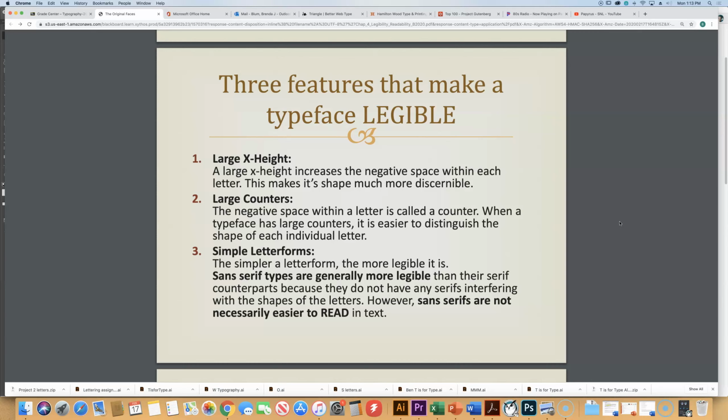So number 2 is large counters. Having that negative space inside the letter form makes it easier to see the shape of each letter form. The simpler a letter form, the more legible it usually is. So sans serif, without the little feet, little serifs, are typically more legible than serif typefaces. However, kind of ironically, when we're reading a lot of text, like in a book, serif typefaces are easier for reading. The little serifs, little feet, kind of help you move along on that line and keep reading line by line.